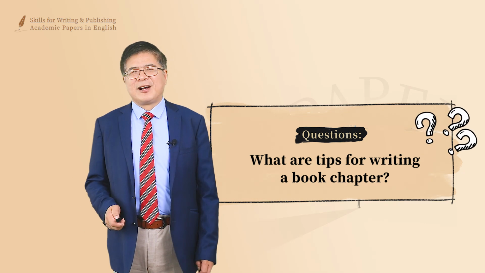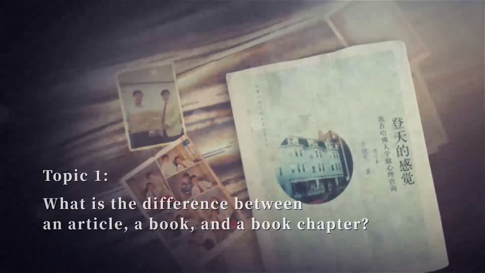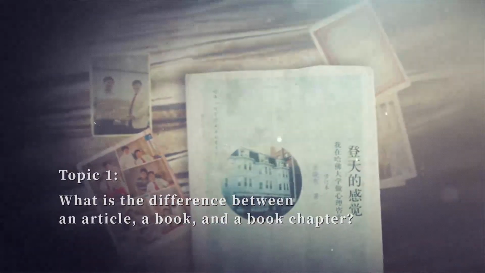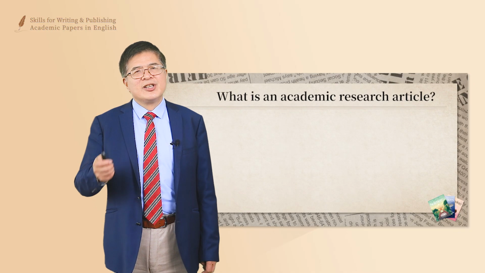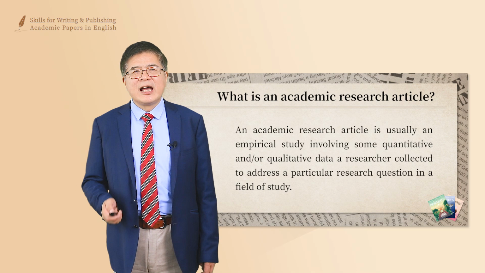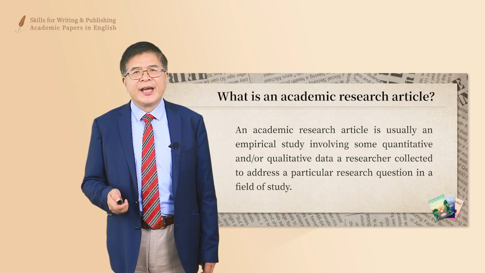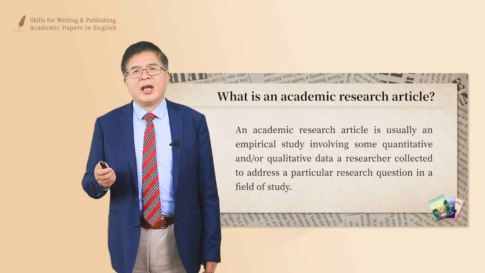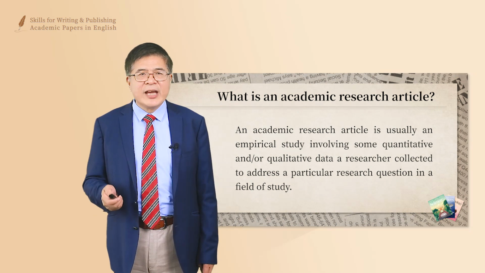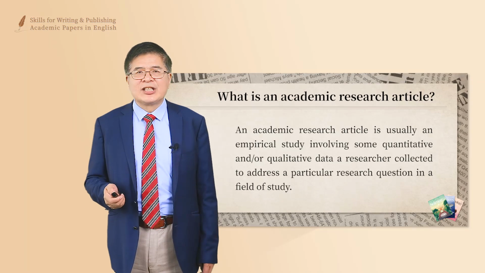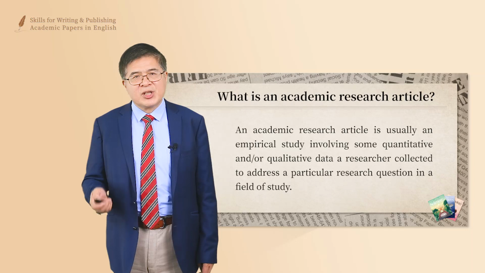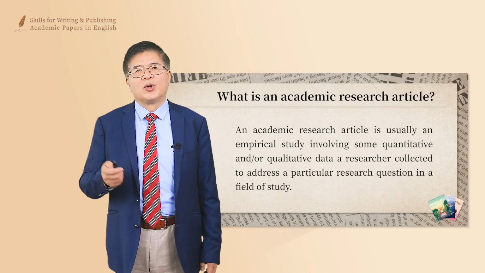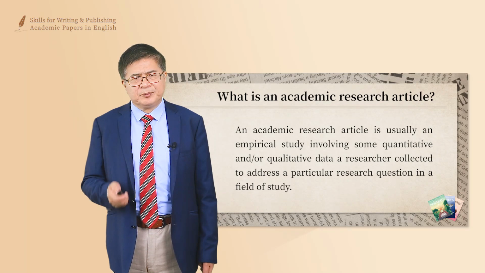Let's start today's lecture. First of all, what is the difference between an article, a book, and a book chapter? Generally speaking, an academic research article is usually an empirical study involving some quantitative and/or qualitative data a researcher collected to address a particular research question in a field of study. We've said enough about what a research article is.